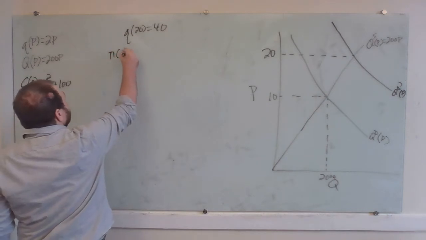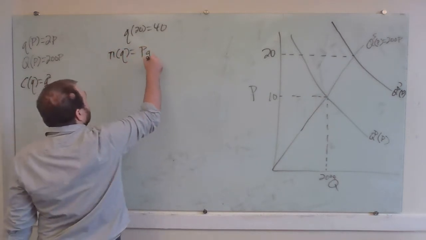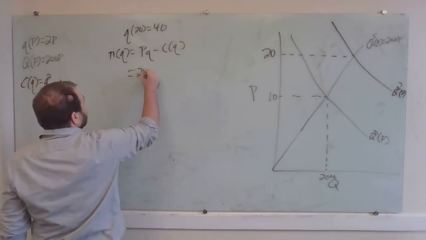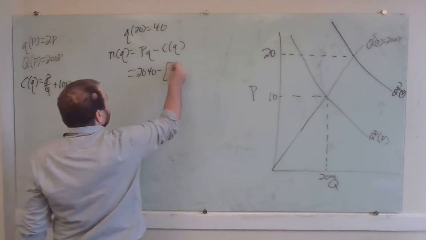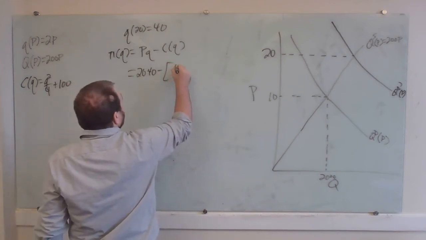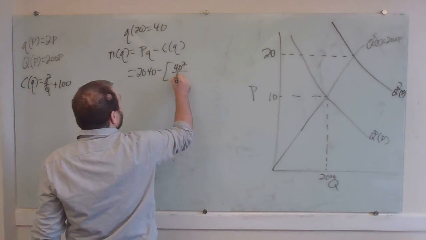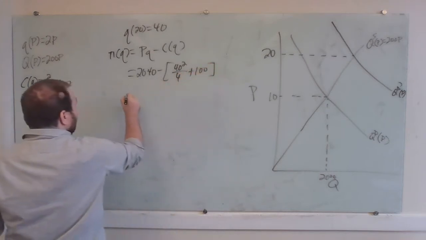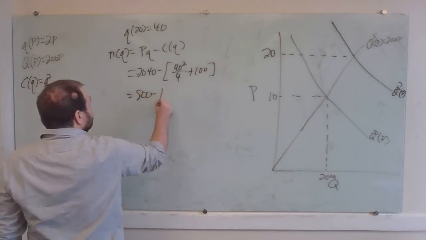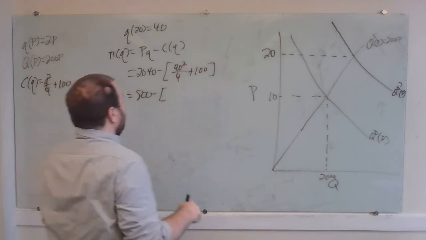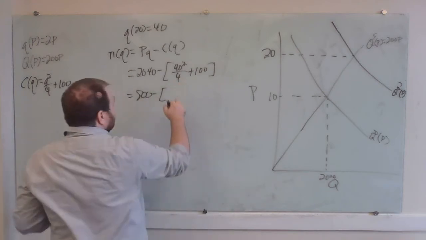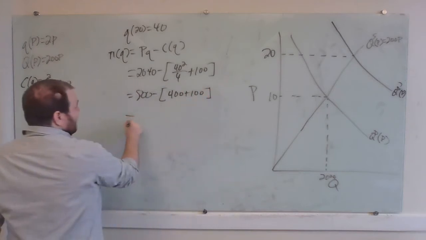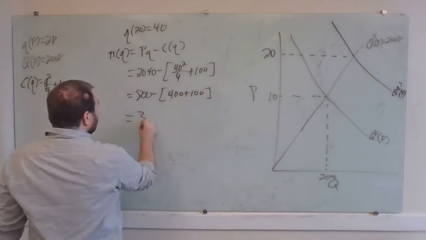So pi of Q is going to equal PQ minus C of Q. So this is going to equal 20 times 40 minus 40 squared over 4, plus 100. So this is going to be 800 minus 40 squared, which is 1600, over 4 is 400. So 400 plus 100. So firms are going to be making a profit of 300.